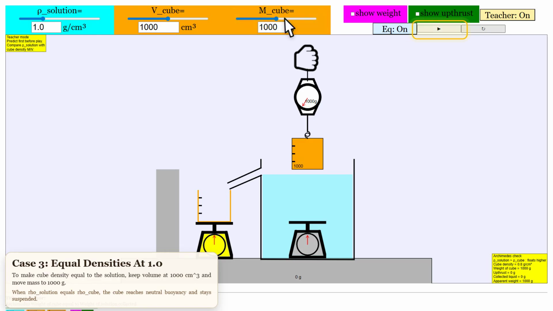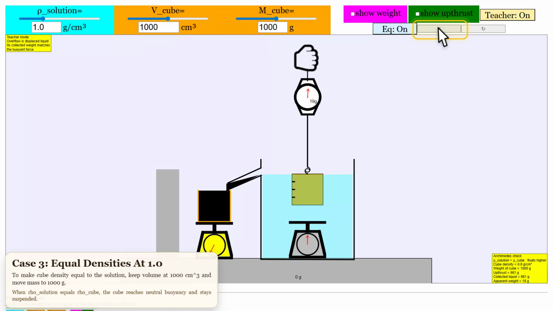Next, make the equal density case. Keep the solution at 1.0 and move the cube mass to 1,000 grams, while the volume stays at 1,000 cubic centimeters. Now the cube density also becomes 1.0. The cube reaches neutral buoyancy. It does not float high, and it does not sink to the bottom. It stays suspended because upthrust equals weight.